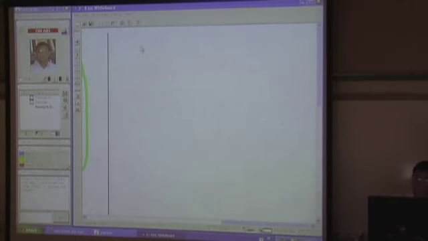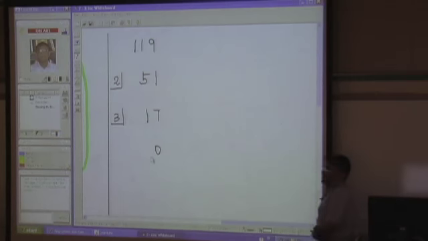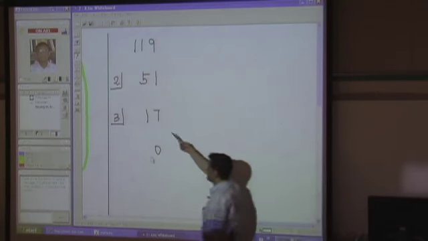So take a look. 119 is the big number, and 51 is a small number, and the quotient is 2. If we multiply this and subtract, then we get 17 and then 1. And then the quotient is 3, and if we multiply and subtract, we get 0. So up to this point, it's trivial, right? You can easily find the GCD.